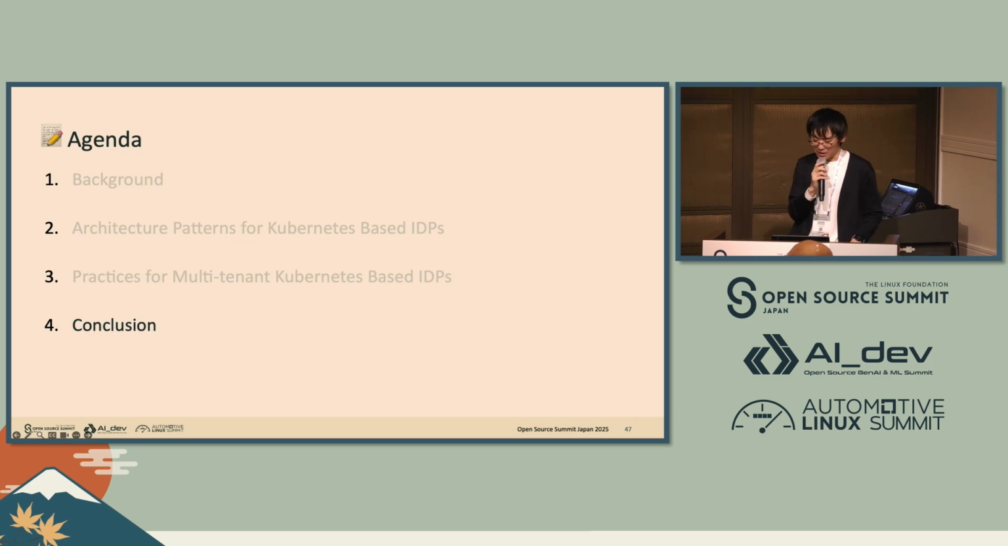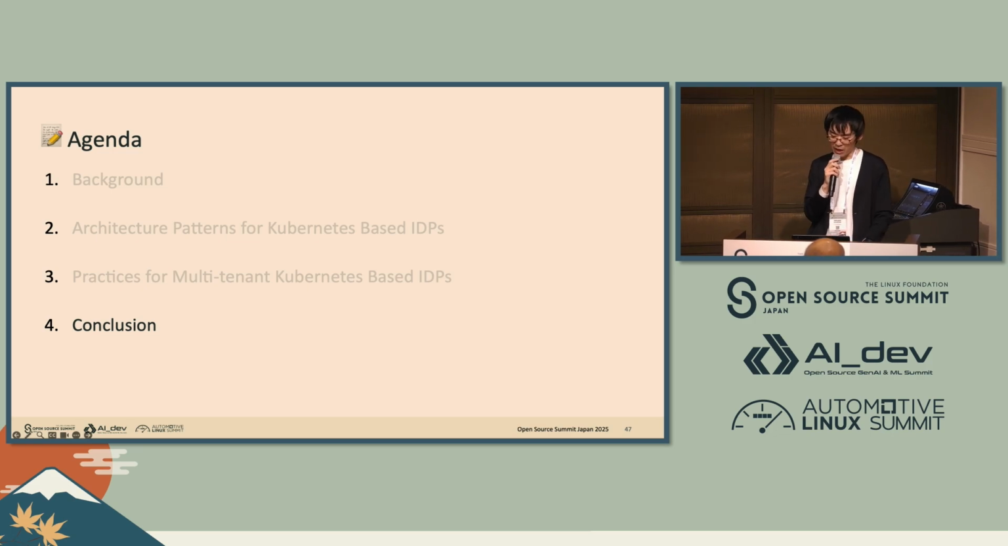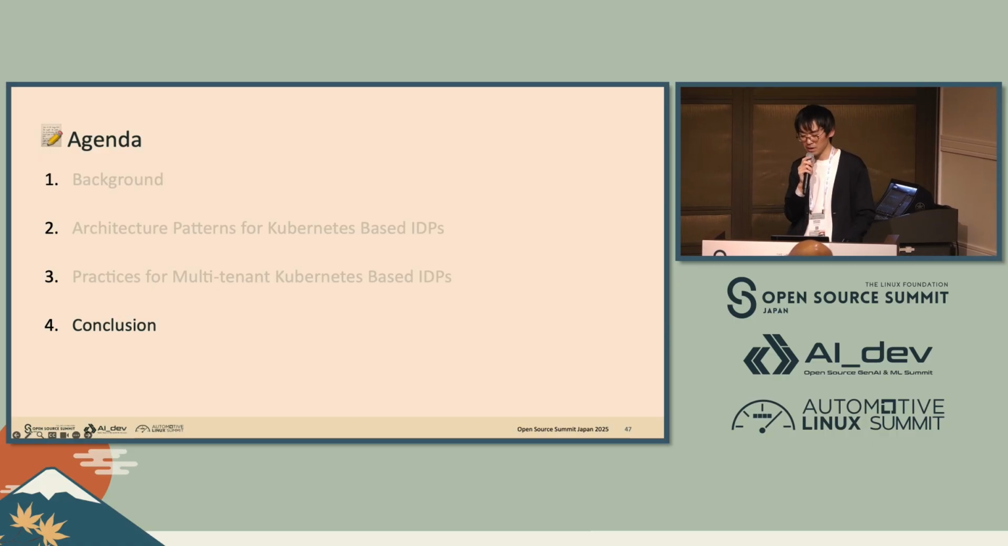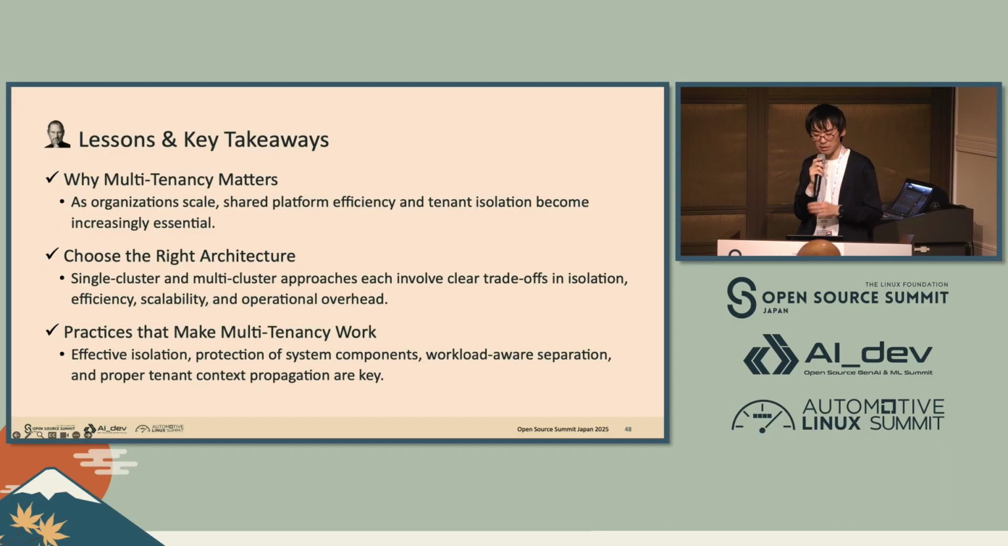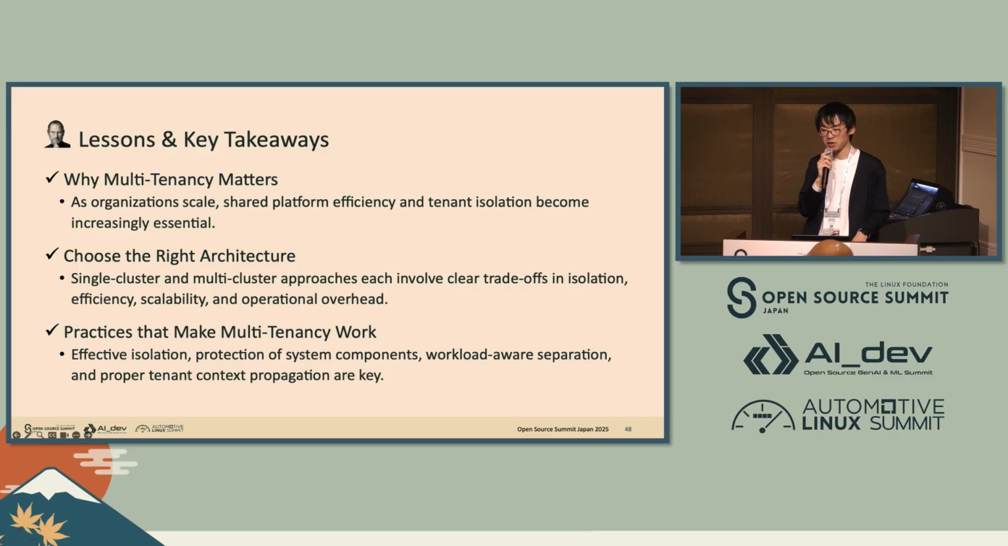All right, thanks for staying with me. We've now covered all the practices I wanted to introduce today. So let me wrap up with a quick summary. First, we talked about why multi-tenancy matters. As an organization grows and the number of tenants increases, sharing resources through a multi-tenant platform helps keep operations efficient. At the same time, tenant isolation becomes more important.